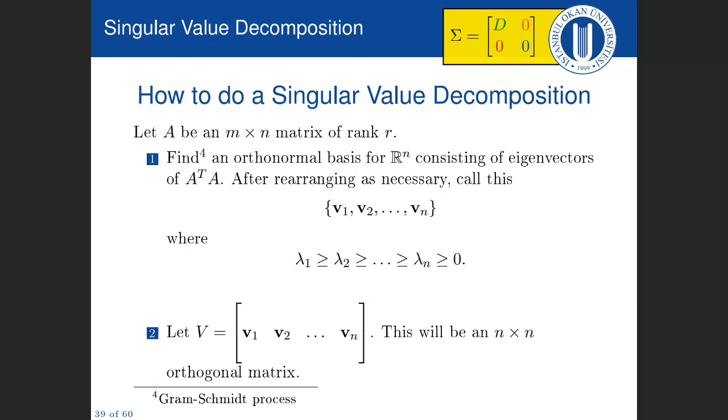Step 2, we're going to write down the matrix capital V to be the n by n matrix where the first column is V1, the second column is V2, and all of the way up to the final column Vn. This is going to be an orthogonal matrix. How do we know that? Because its columns are orthonormal.